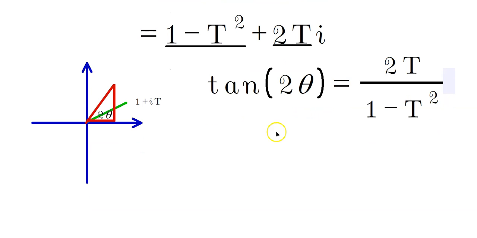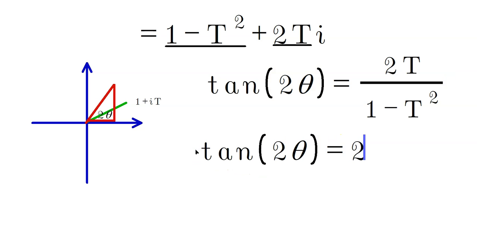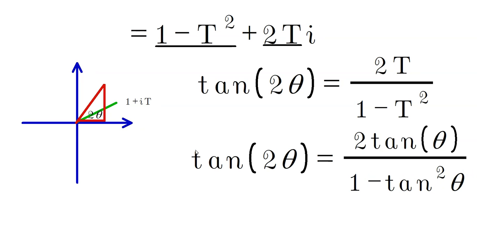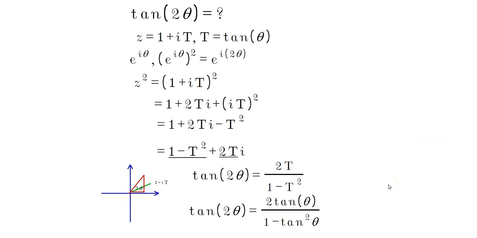But remember, we defined big T as the tangent function. So in other words, we just end up here with tangent of 2 theta equals 2 tan theta divided by 1 minus tan squared of theta. It just shows the amazing powers of complex numbers. I've zoomed back out so you can see all the work from top to bottom.